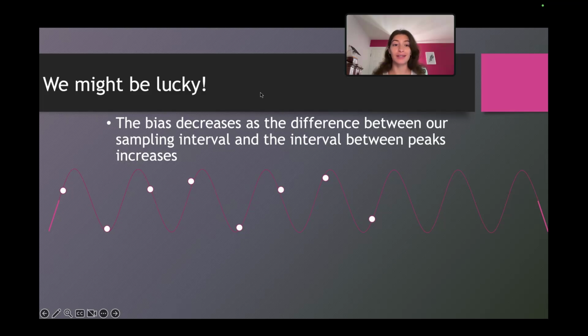So we might again get lucky. Bias will decrease as the differences between our sampling intervals and the interval between those peaks increases. So the more we sample and the more difference we select between those sampling points, the more likely we are to decrease that bias.